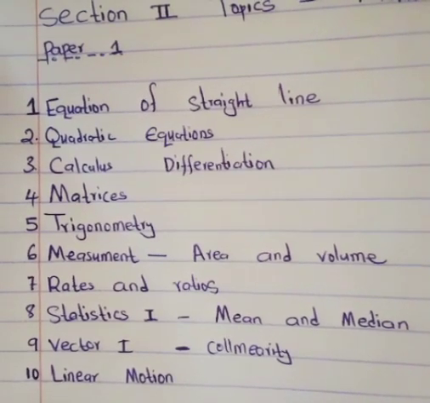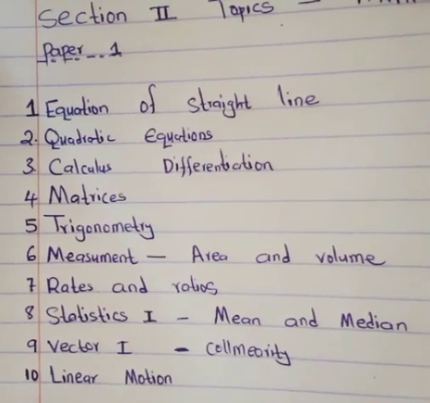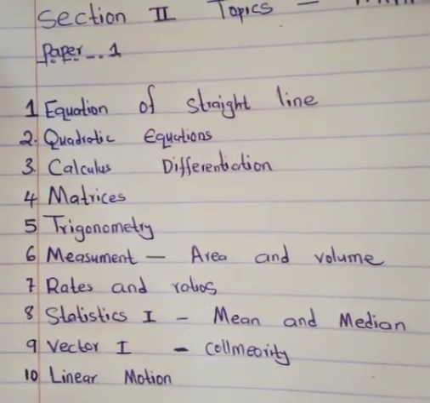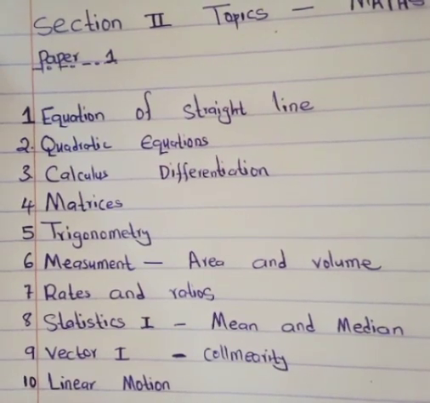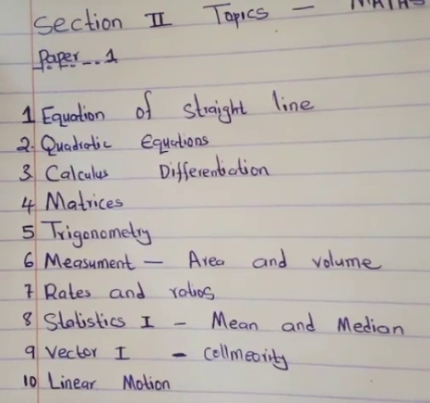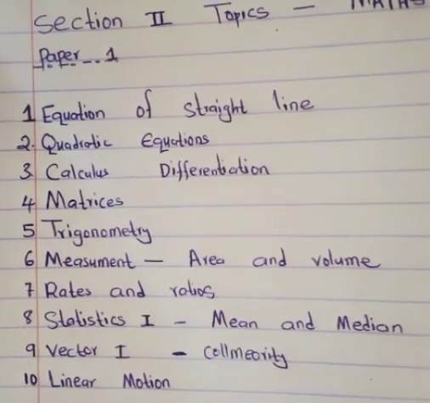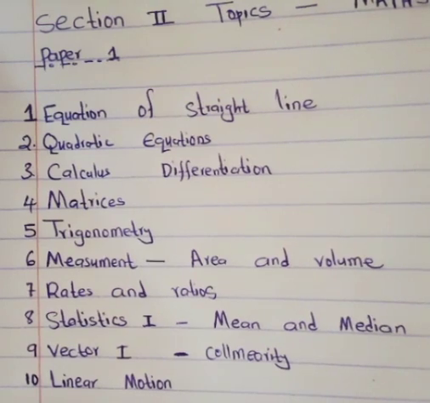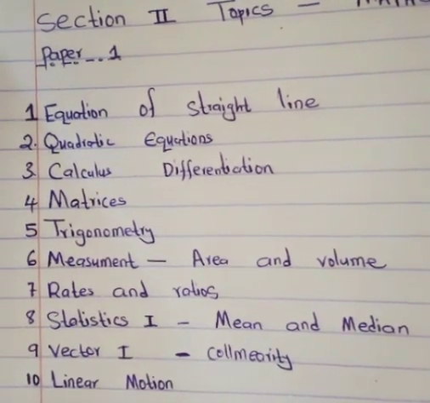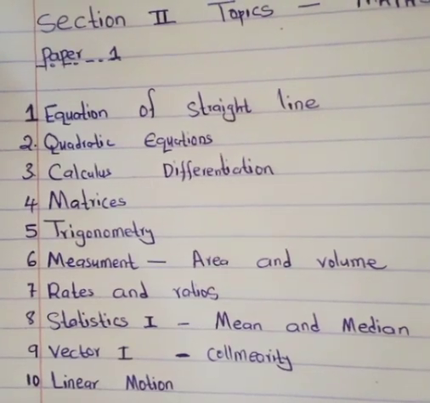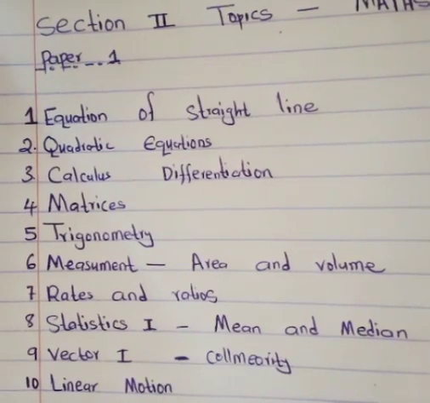We have also number 7, we have rates and ratio. Statistics 1. We are saying there's mean and there's median. Also prepare on drawing of histogram. Number 9, we have vector 1. We only did mainly on collinearity. Then you have linear motion. So if you master 5 of these topics and each topic comes and you get 10 marks from each topic, that is 50 marks, so you'll be in a good position.